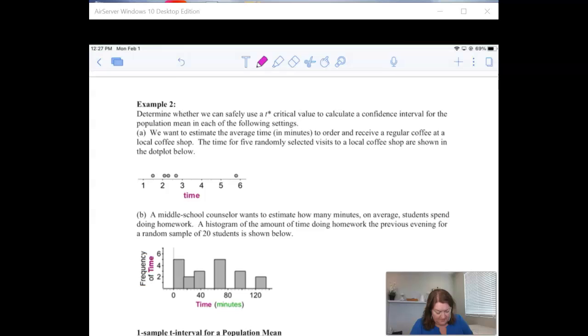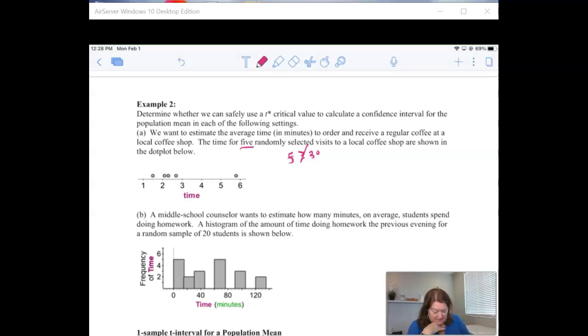In our first one here, it says, can we use a T-star critical value? So we want to estimate the average time in minutes. That's definitely a means problem, not a percent problem. To order and receive a regular coffee at a local coffee shop. The time for 5 randomly selected. So when I go to check for normal, they didn't say the population was normal. Certainly 5 is not going to be bigger than or equal to 30. So then I have to look at the dot plot, and they've already provided it for me.